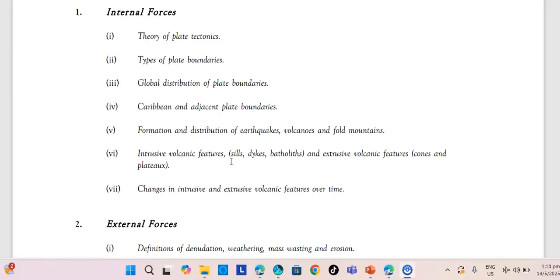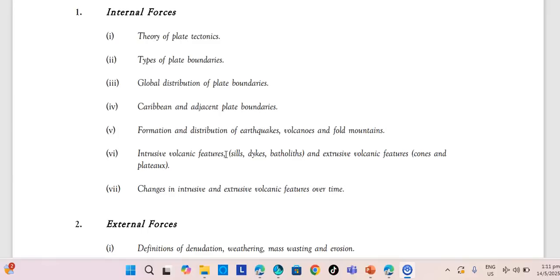Now, extrusive volcano features. These form at the Earth's surface, when magma, what we call lava, comes out during a volcanic eruption. So with an extrusive volcano, some of the features that you will see are the volcanic cone. When lava, ash, and rocks come out of a volcano and pile up, they form a cone-shaped mountain. So you could see that at the top of the mountain.